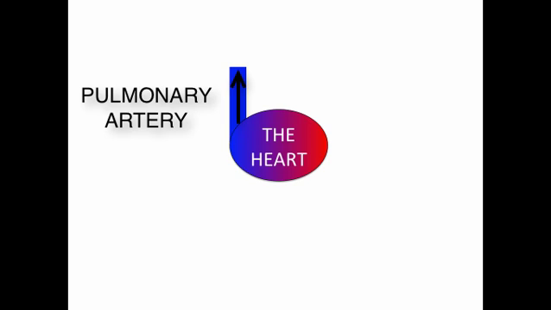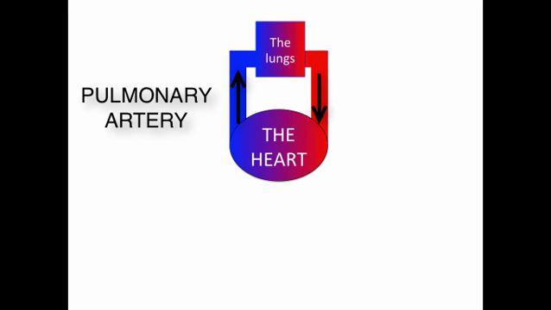When blood leaves the heart from the right ventricle, it's under quite high pressure. The blood passes to the lungs, where it is oxygenated. The oxygen you breathe in is passed into the blood, and the carbon dioxide from the deoxygenated blood diffuses out. The blood then returns to the left side of the heart in the pulmonary vein.